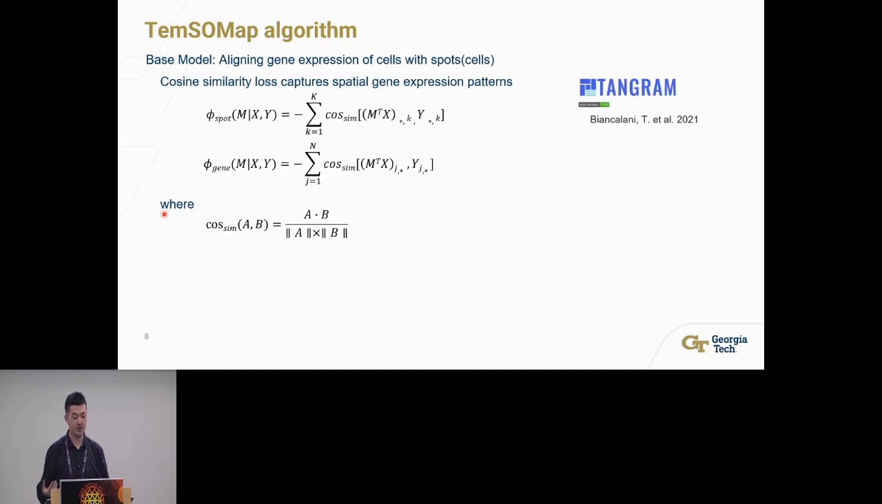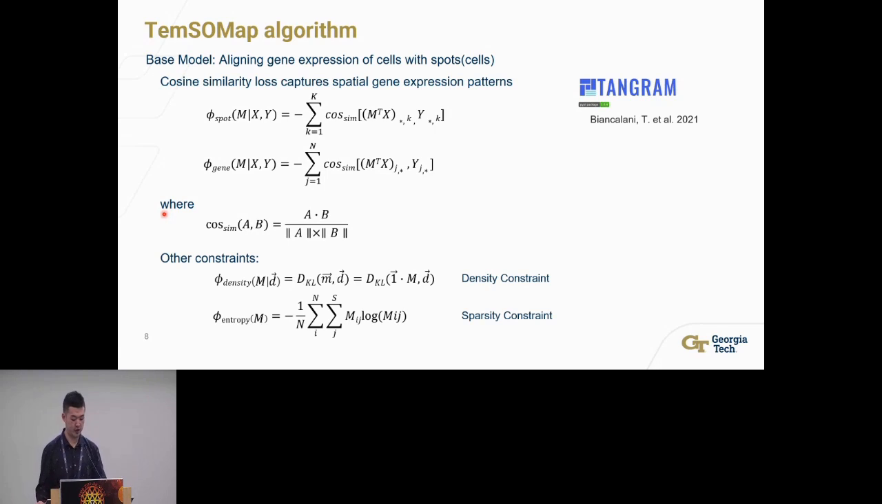This idea is motivated by the state-of-the-art method called Tangram. This cosine similarity loss is able to capture the relative distribution of the gene counts, and we apply this to both spot and gene, so it captures the distribution across both categories.